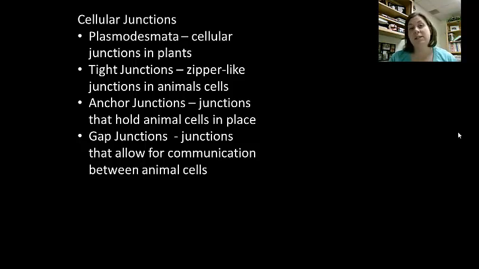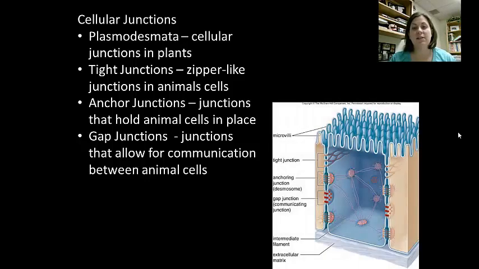Now these are very similar to plasmodesmata. However, these are found in animals, so there'll be no cell wall in the picture. So you can see these here. You can see the tight junction where it looks like they're sewed together or zipped together. The anchor, you can still see there's space between them so fluid can get through, but they are holding together. And then of course the gap junctions. Okay, so these are your cellular junctions.